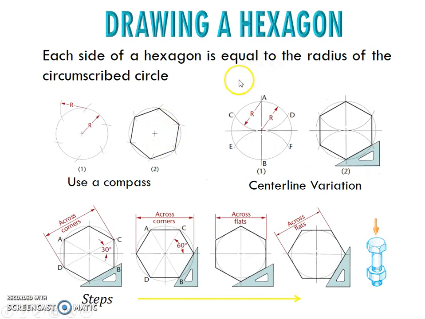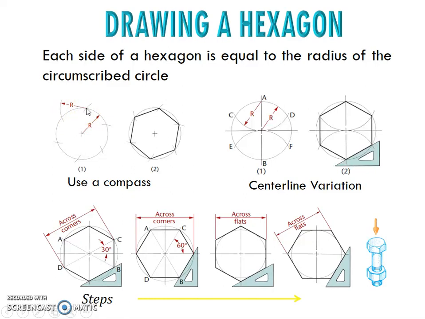Now we go for the hexagon. Hexagon is much easier compared to the pentagon. Let's say you are given the circle, then you have to draw the hexagon. It's very easy. Why? Because the side of the hexagon is the same as the radius of the circle. So let's say you are only given the radius for the circle. Using that radius, you draw the circle and then pick any point on it, and use the divider method.